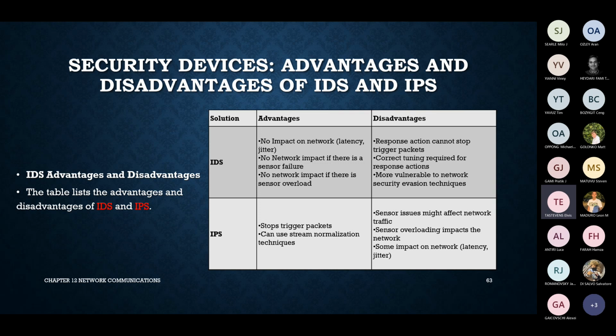As for IPS, its advantage is that it stops trigger packets and can use stream normalization techniques, which I guess just normalizes the flow of the overall network. Would that be right? Yep. Okay, so the disadvantage is that sensor issues might affect network traffic, and sensor overloading impacts the network. Some impact on network latency and jitter. Yeah.